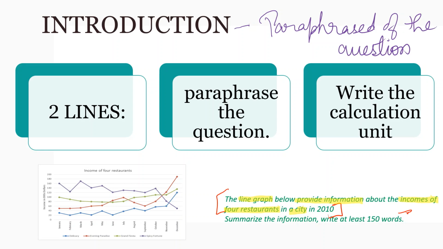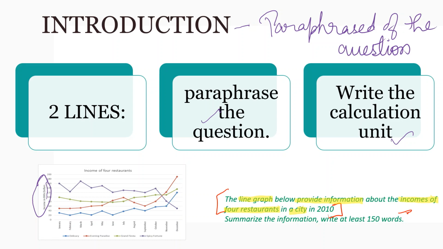So you don't have to spend much time. First paraphrase the question and next, one extra line is to write the calculation unit. If you look at the diagram here, the y-axis or x-axis, mostly the y-axis, will have some unit. Here you can say it is $1,000. Some will have kilograms, millions, or percentage, something like that. So you can include one line in your introduction about the calculation unit that has been used in the line chart.